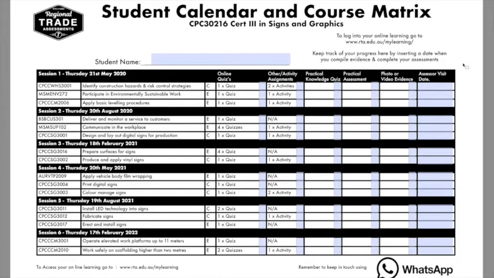So what we have here is sort of broken up into 2 sections. We've got an online quiz, which you'll find is the first quiz that you come across when you're doing your online learning in a unit. There's also activities in some units, and there's also a practical knowledge quiz. So these are all found online, and you can complete these as a part of your online learning.